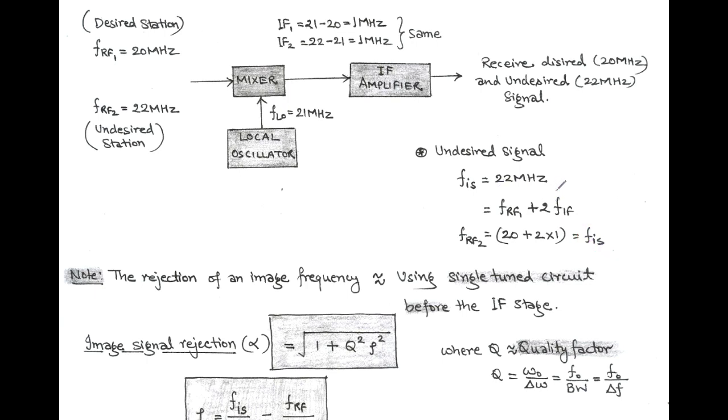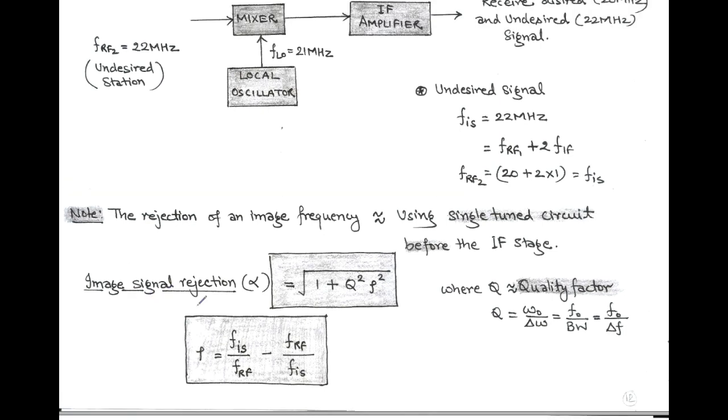And in order to remove or reject the image signal, we use a single tuned circuit before the IF stage and it is given by the parameter called image signal rejection, denoted by alpha, and it is equal to the square root of 1 plus Q squared rho squared. Here Q is the quality factor of a tuned circuit and its value is omega naught upon delta omega. And in terms of frequency, it is equal to the ratio f naught upon delta f, or f naught upon bandwidth. And rho is equal to image signal upon radio frequency minus radio frequency upon image signal.